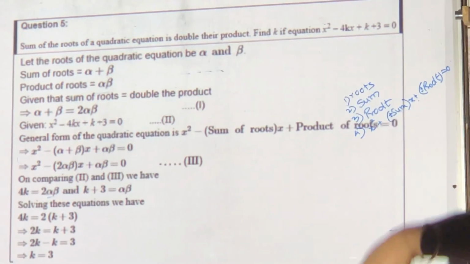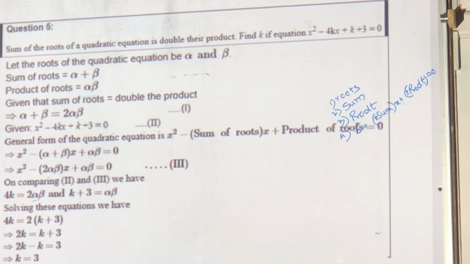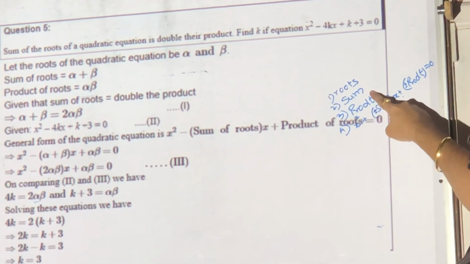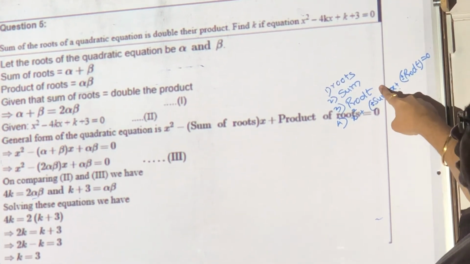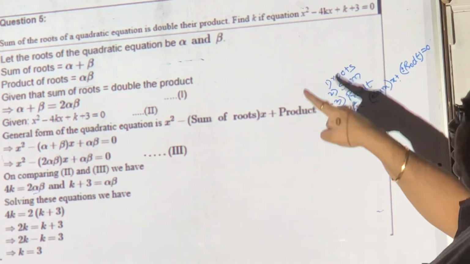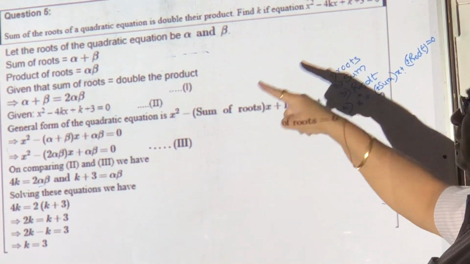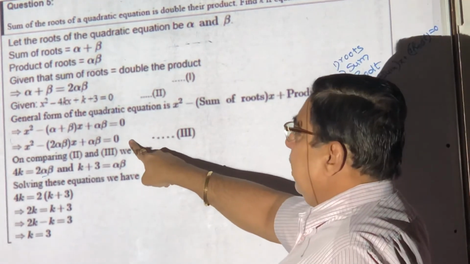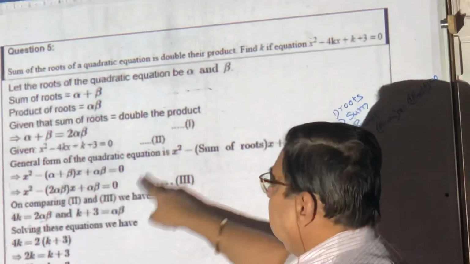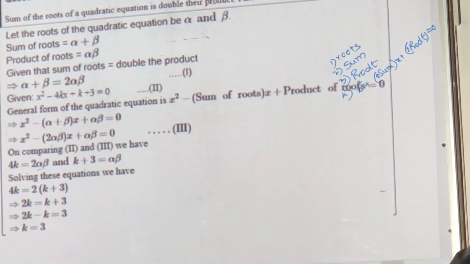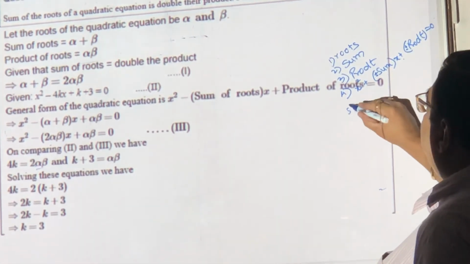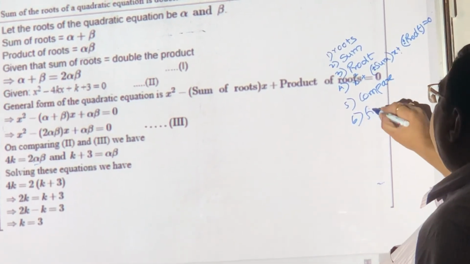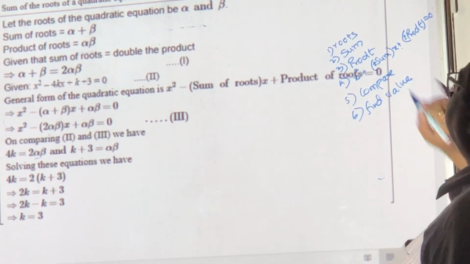Sum is double the product. Okay, and the equation is like this. Let the roots be alpha, beta. Take the roots. Find the sum, alpha plus beta. Find the product, alpha beta. Okay, now sum is double the product. So alpha plus beta is double alpha beta. Then put it in the equation form, how he has done. Okay, compare the two equations and directly find the values. Okay, so in this case, I will write 5, compare. Okay, and 6, find the value that is asked.